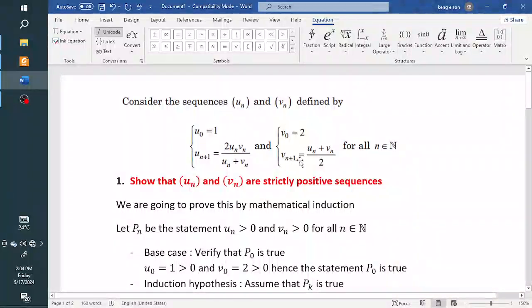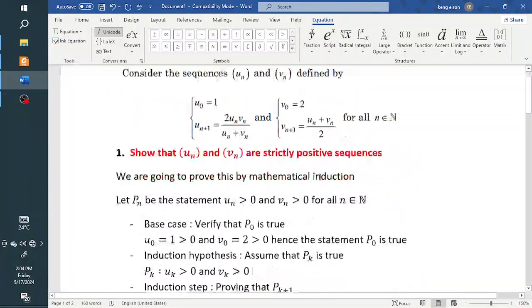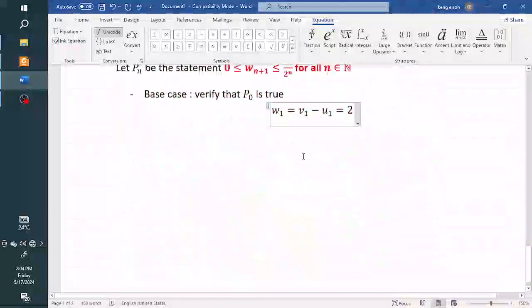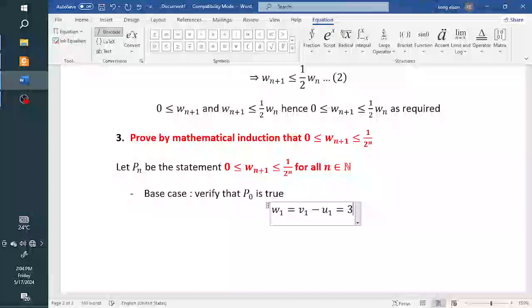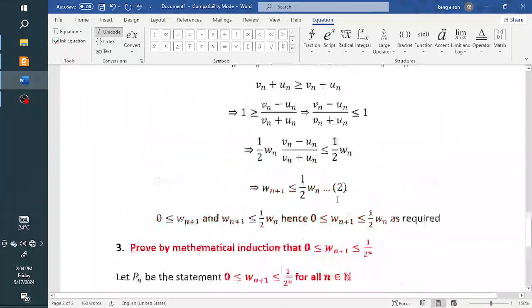So let's look for V1, replacing n with 0. V1 will give us U0 plus V0 divided by 2, because we need to replace n with 0 to get V1. So we need to take U0 plus V0 and divide by 2. U0 plus V0 is 3 divided by 2. So V1 is equal to 3 on 2, minus.